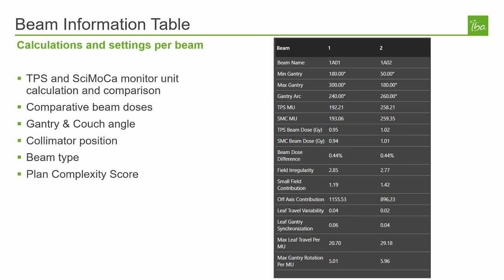SciMoCa evaluates the following elements of a plan for complexity: field irregularity, leaf travel variability, small field contribution, off-axis contribution, leaf gantry synchronization, max leaf travel per monitor unit, and max gantry rotation per monitor unit. Once the review is complete, you can either approve or reject the plan. You can also unapprove or unreject a plan if required.